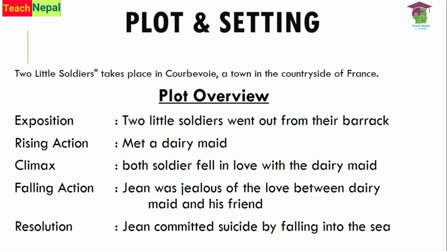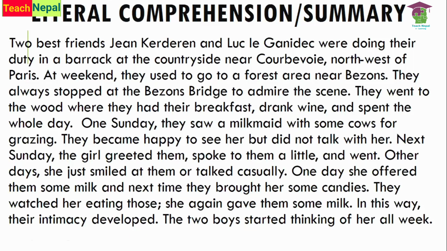Rising action: they met a dairy maid while they were in the countryside of France. Climax: both soldiers fell in love with the dairy maid. Falling action: Jean was jealous of the love between the dairy maid and his friend Luke. And resolution: Jean committed suicide by falling into the sea. That is the resolution of the story. Now let me start with the summary here.